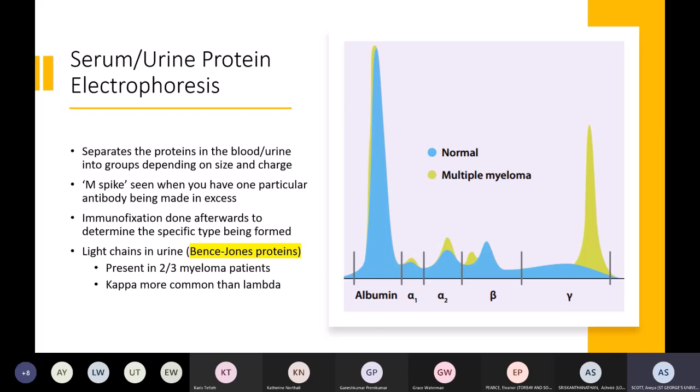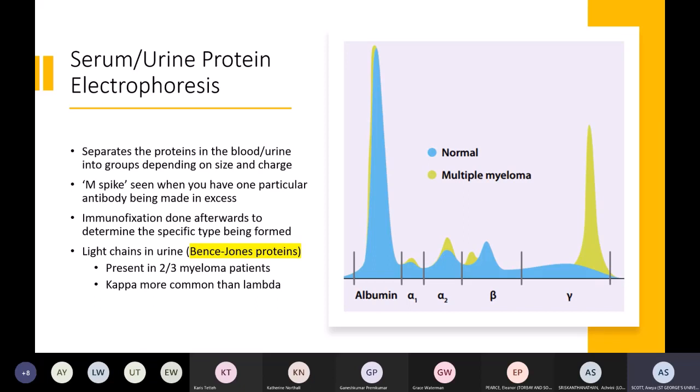And it basically just means that you're making one monoclonal antibody, so one antibody in excess of all the others. And if you look here, this is the normal spread of proteins in the blood, where you've got a little bit of everything, whereas in multiple myeloma you've just got this one spike which represents this one antibody being made in excess of everything else.